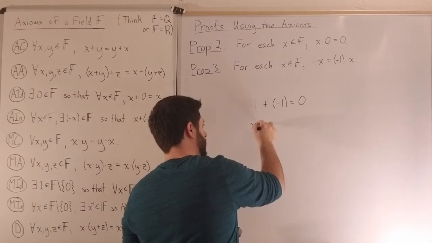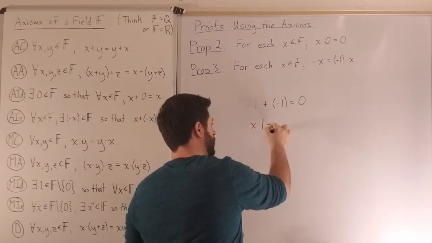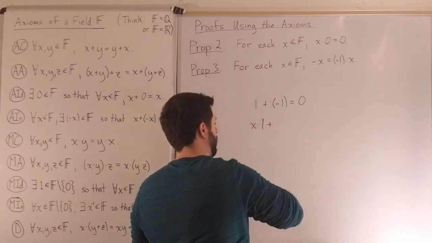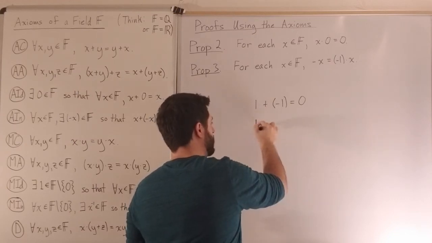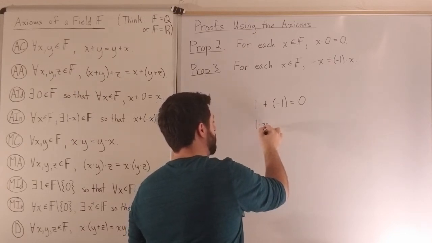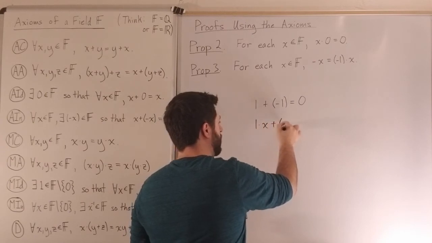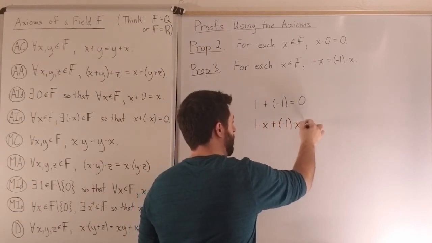Be a little bit careful here. So x times 1, I'll multiply on the right by x. So 1 times x instead of x times 1. Not that it matters. Just matching the format here.